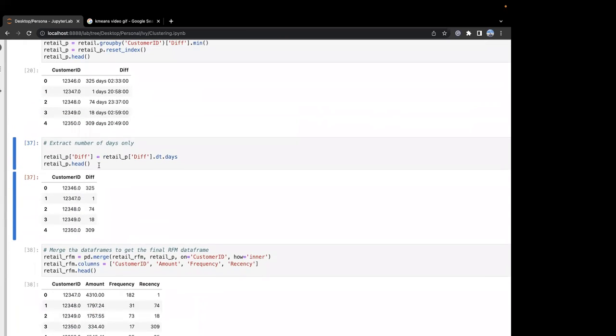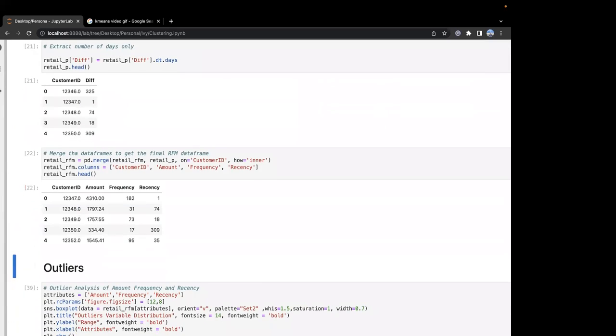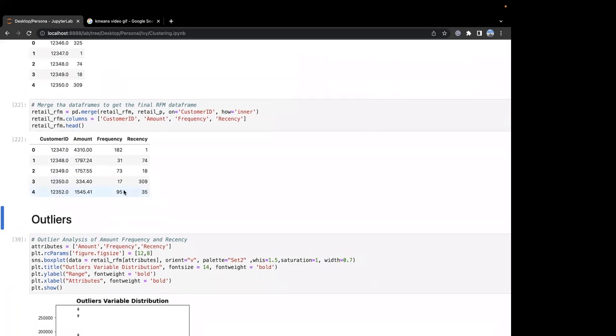And then I am going to concatenate the recency in my data frame. So finally, I will get for each customer the amount that they've purchased, the number of transactions they've made, and the last transaction they've made. ये सबको clear है? Yes or no?